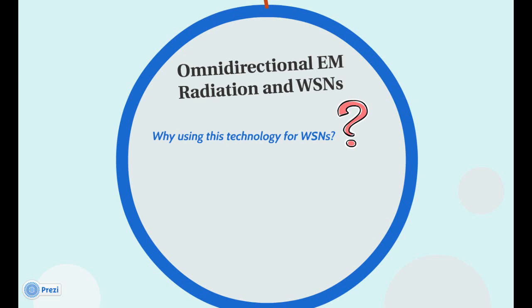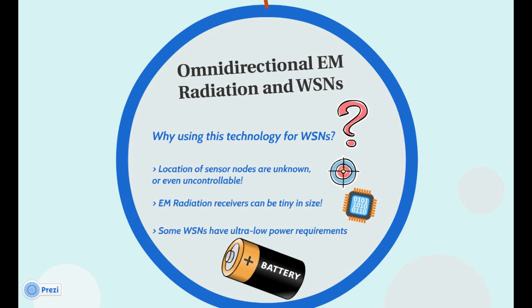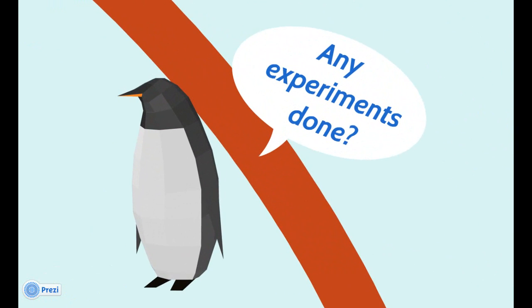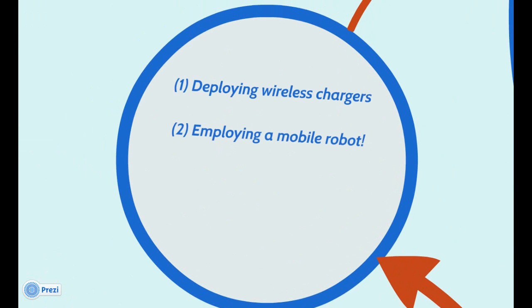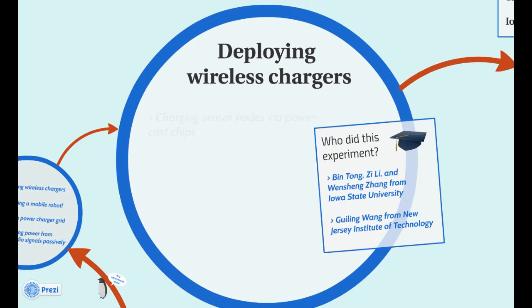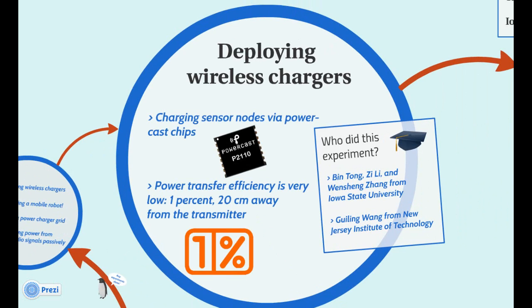Next, we will look at the application of EM radiation in wireless sensor networks. The technology is chosen because the sensor locations are unknown, the receivers can be tiny, and it doesn't require much power. Some experiments were conducted. The first experiment was done to charge nodes via PowerCast chips, but the efficiency was too low.